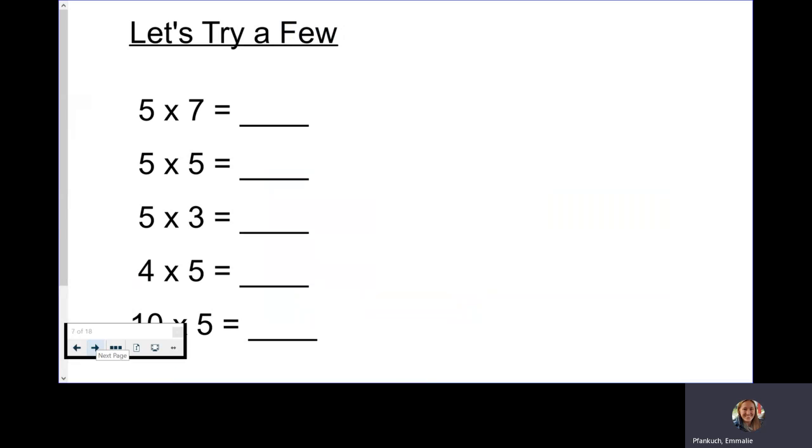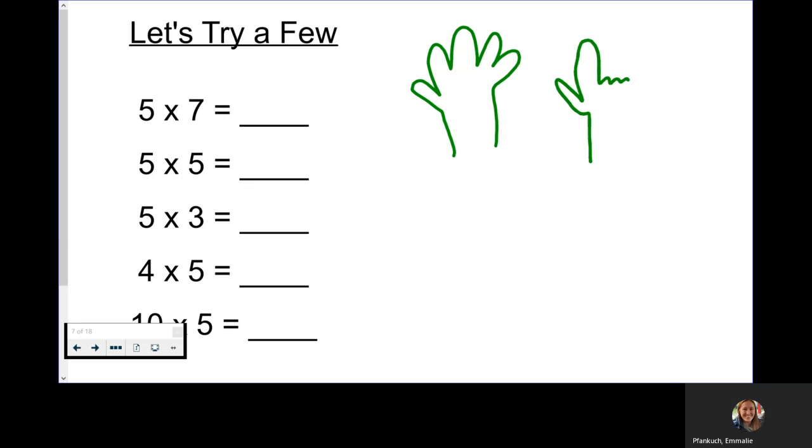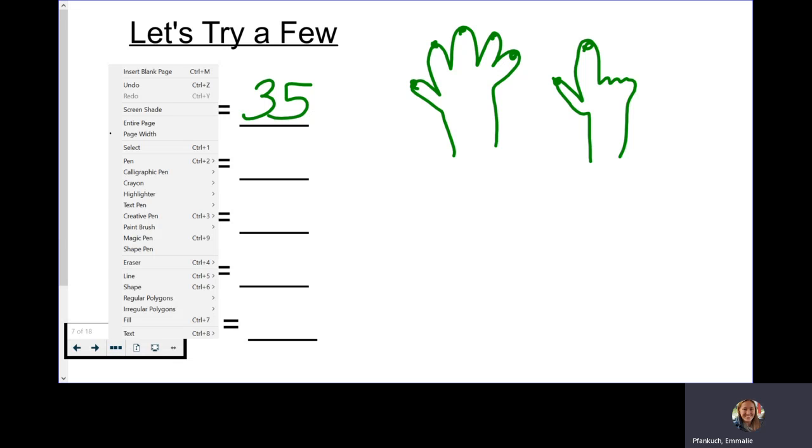Alrighty, our first one is 5 times 7. To get that, one way I might do that is holding up my fingers, putting up 7, and counting by 5. 5, 10, 15, 20, 25, 30, 35. 5 times 7 is 35. There we go. Let's look at the next problem.